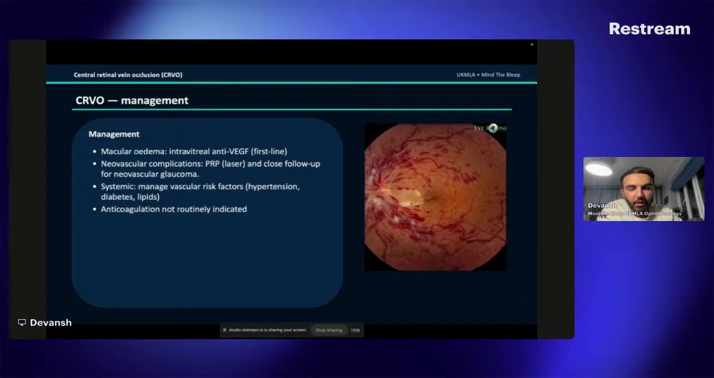In our management, if we have macular edema, we've already mentioned anti-VEGF is first line. If we have neovascular complications, then our PRP can be of use. And alongside all of this, we'd want to treat the patient systemically and make sure that we're controlling risk factors like hypertension, diabetes, and hyperlipidemia as well. Interestingly, what differs between other VTE management like DVT and PE is that you would anticoagulate the patient. That is not indicated here, even though this is often due to thrombosis.